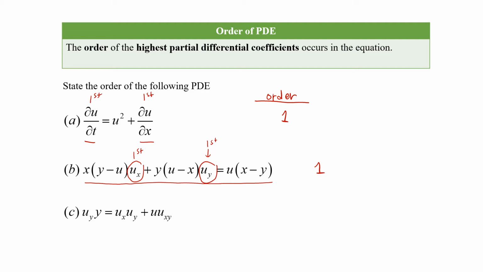Okay, the next one is uyy equals to this. So we have 1, 2, 3, and 4 partial differential coefficients. The first one is the first order, the second one is also the first order, and the third one is the first order. And the last one is the second order. So the order of the PDE is equal to 2 because the highest partial differential coefficient is 2.